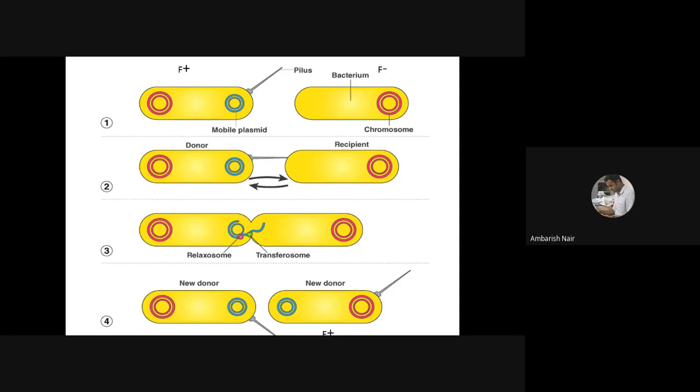There will be 2 bacteria, one is F plus, the other F minus. There will be a pilus on F plus, so they form a connection. It's called the conjugation tube. Through the conjugation tube, from the origin of replication, the plasmid is moved to the next one. There are relaxosomes and transferosomes. I did not mention this in the text because this is high-end study. Relaxosomes are there. Then what is the function of relaxosomes, and what is the function of transferosomes?